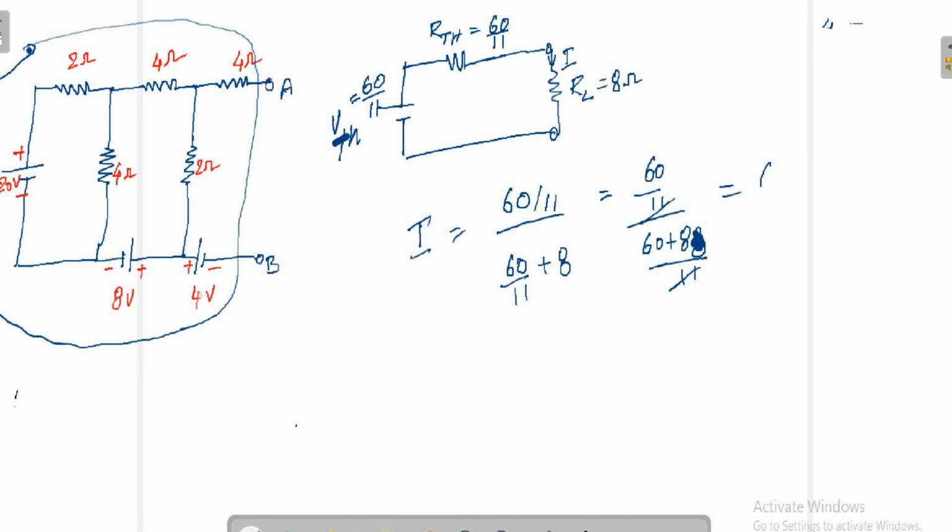How much value will you get? 60 by 88 plus 60, that is 60 by 148. If you divide this, how much value will you get here? 4 15s are 60, and 4 3s are 12, 4 7s are 28. So the value we got is 15 by 37. Here we got the current through the 8 ohms as 15 by 37.